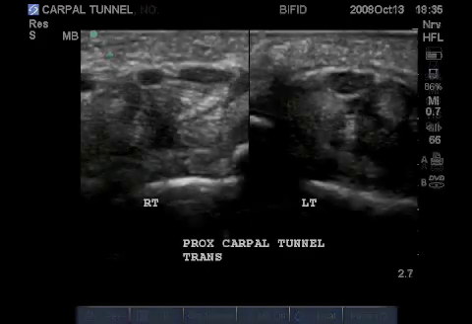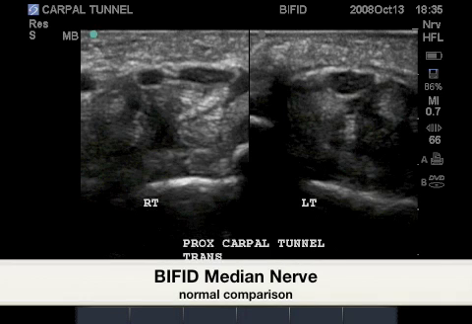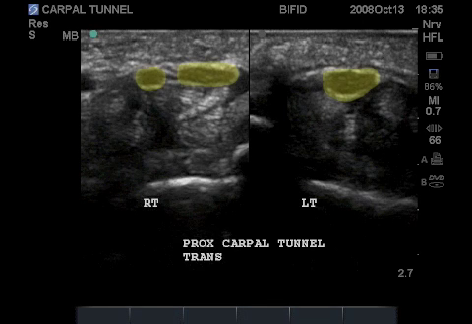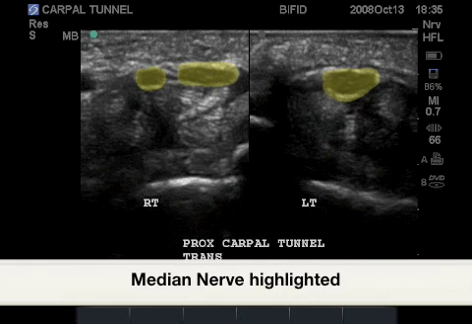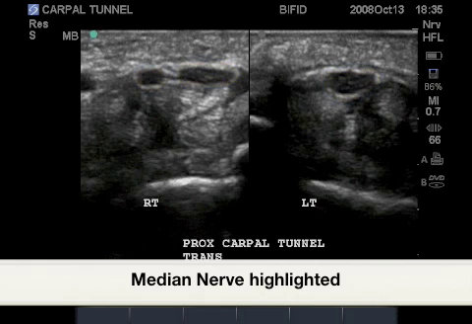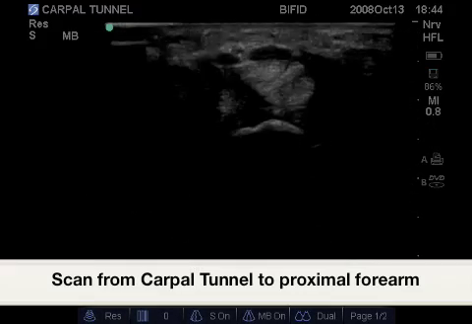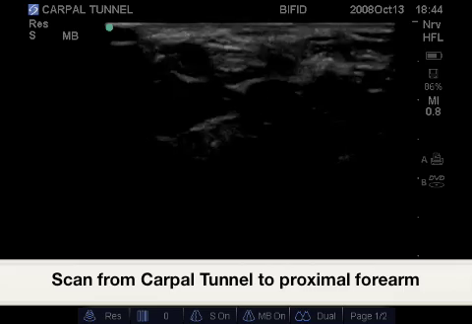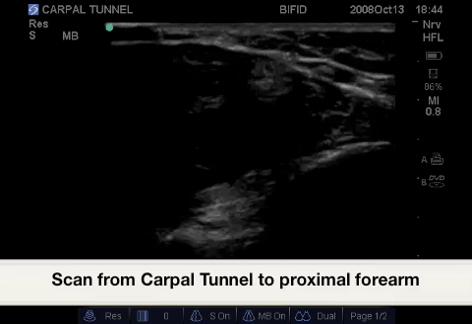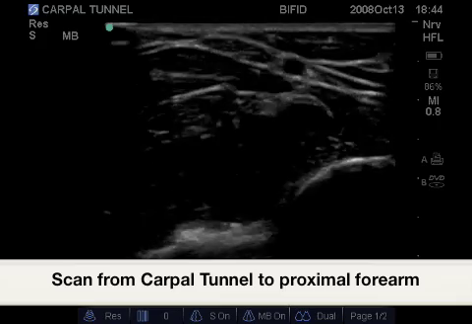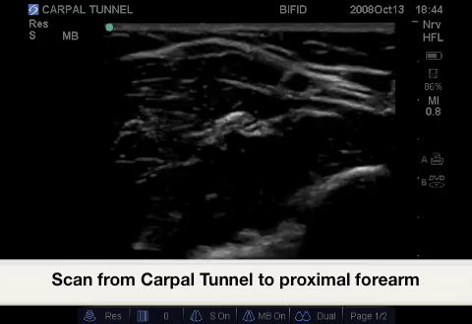surface or pisiform. Here is a case study involving a bifid median nerve with a comparison to the other hand showing no bifid median nerve. When scanning from the carpal tunnel proximally, it is easy to identify where the bifurcation takes place in the forearm, showing that this becomes one nerve.